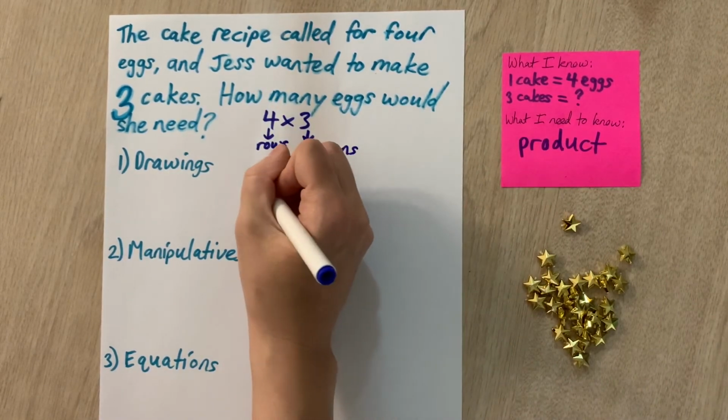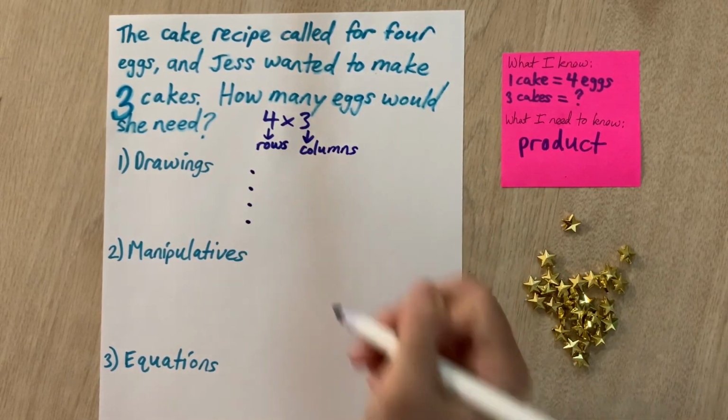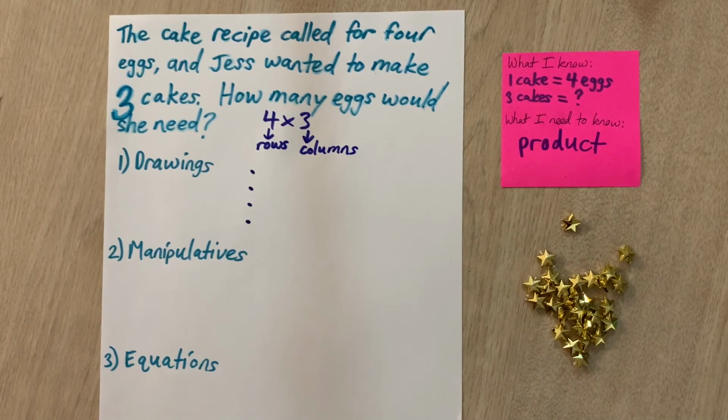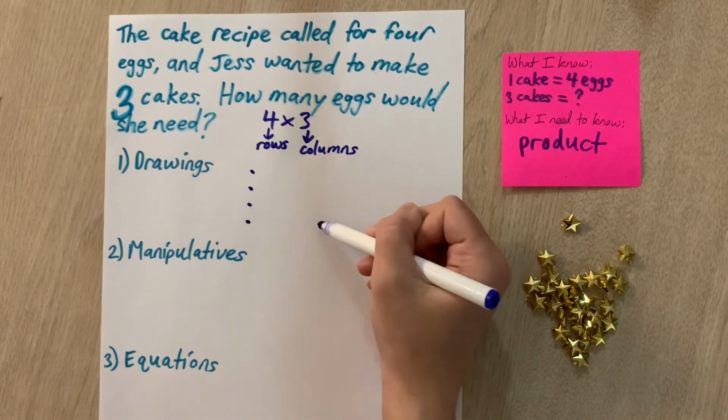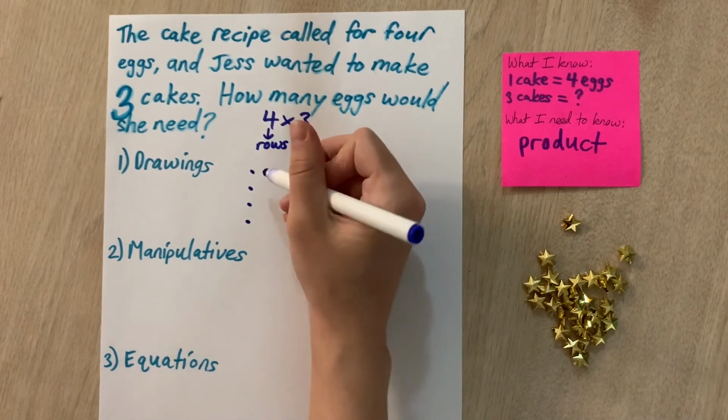So in our drawing, let's do 4 rows. So 1, 2, 3, 4. So on your piece of paper, do 4 dots for 1, 2, 3, 4 rows. And then you're going to have 3 columns.